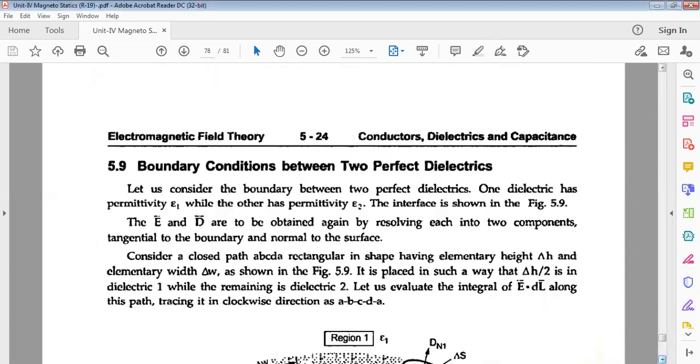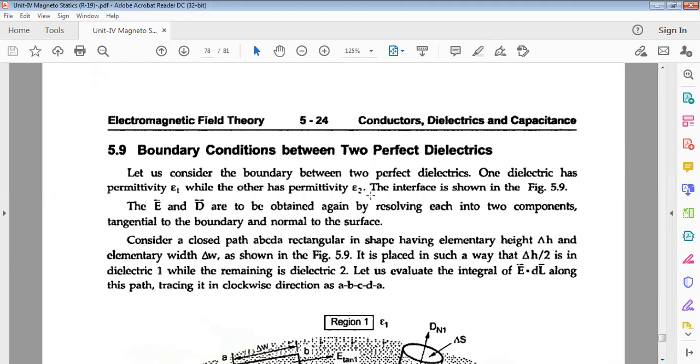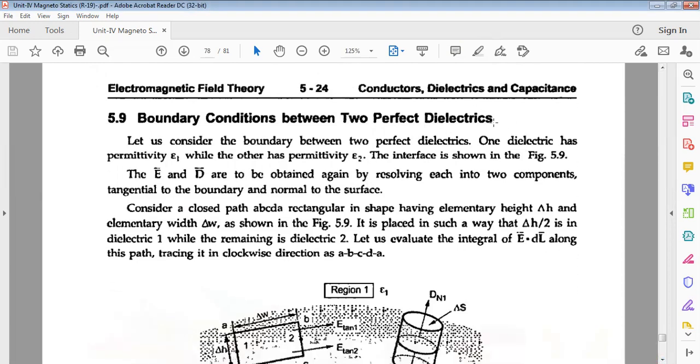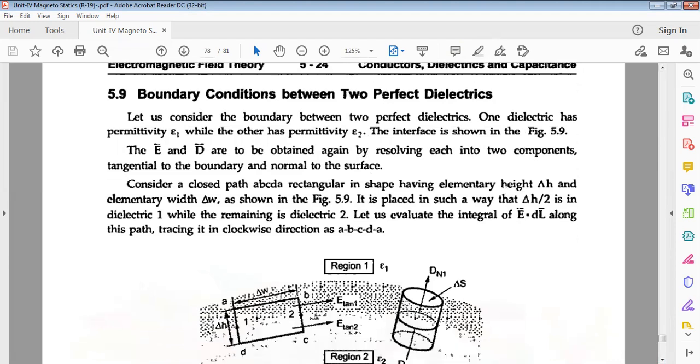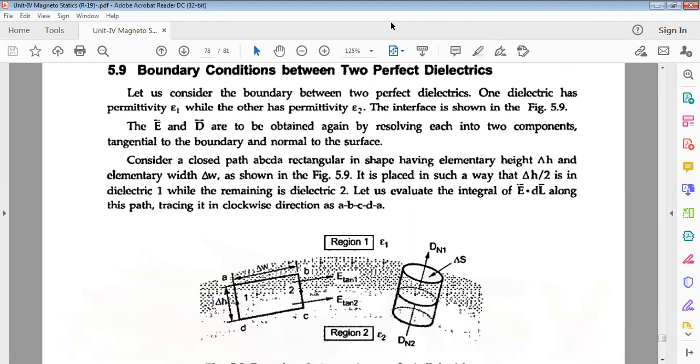So those are the boundary conditions between a conductor and the dielectric. The second one is the boundary conditions between two perfect dielectrics. Instead of the conductor, here you take the dielectric below and the dielectric above. Only E bar and D bar are zero in a conductor, not in the dielectric.